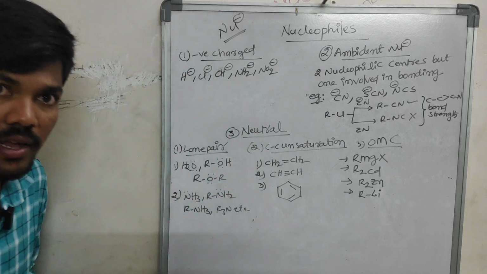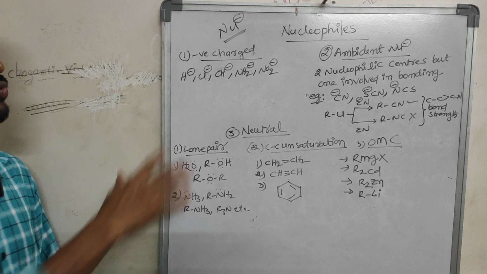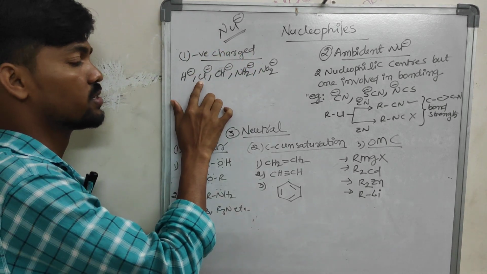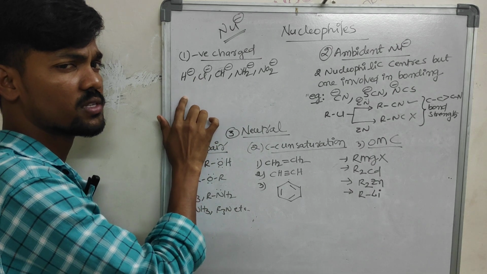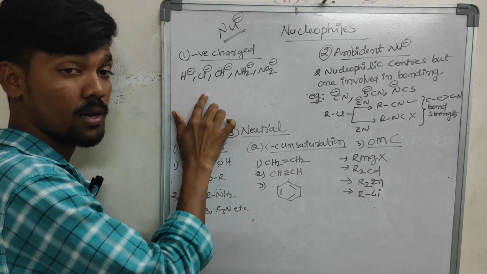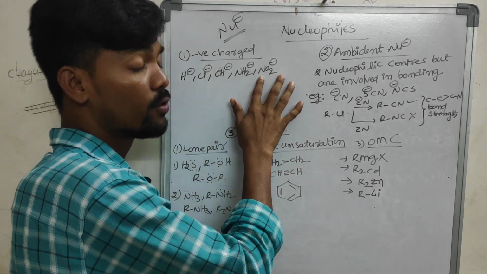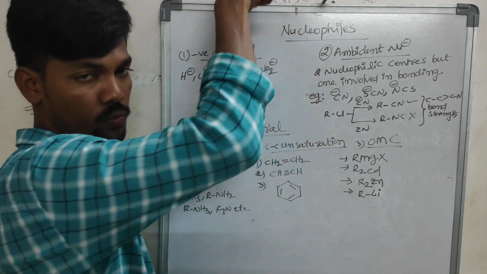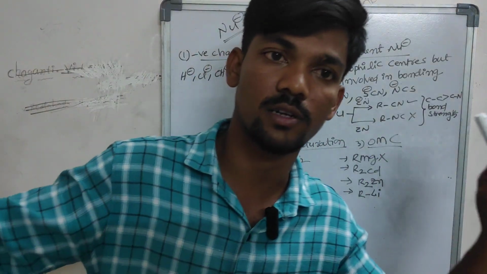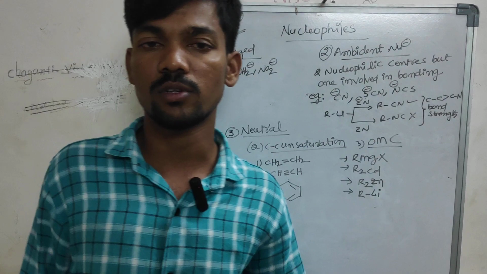Nu minus means what? It is an electron rich compound. So first one, negative charge species are nucleophiles. So H minus, Cl minus. If H plus is given, it is an electrophile. Cl minus is a nucleophile. Cl plus is an electrophile. OH minus, NH2 minus, NO2 minus are nucleophiles; NO2 plus is an electrophile. You are getting my point. See, minus charge species, these all are nucleophiles. Okay, you can understand: negative charge species are nucleophiles and positive charge species are electrophiles.